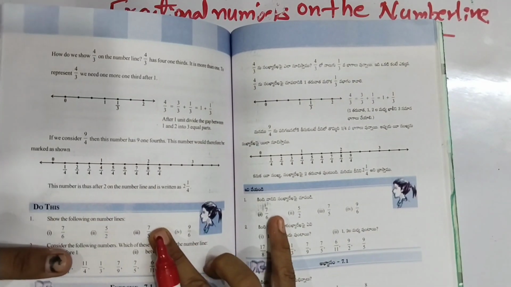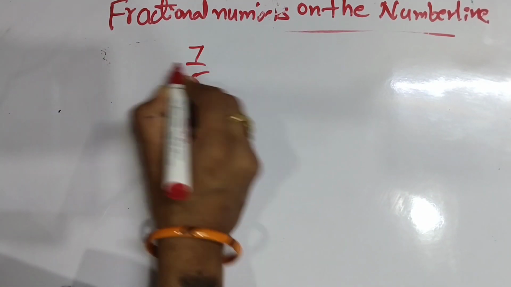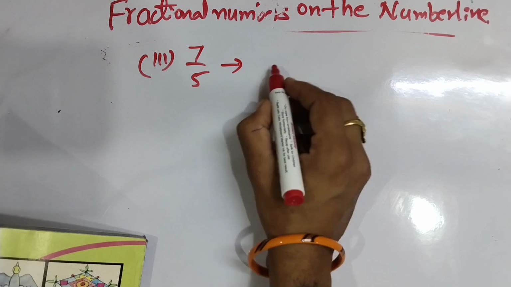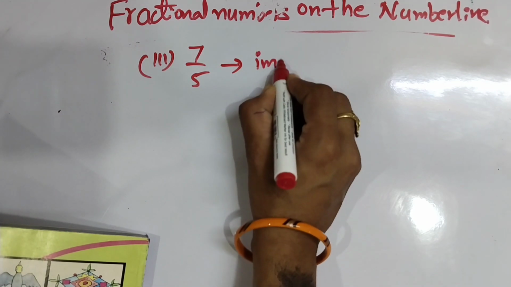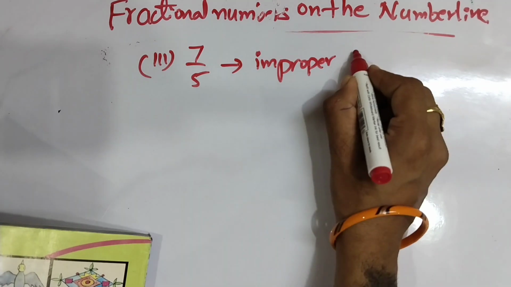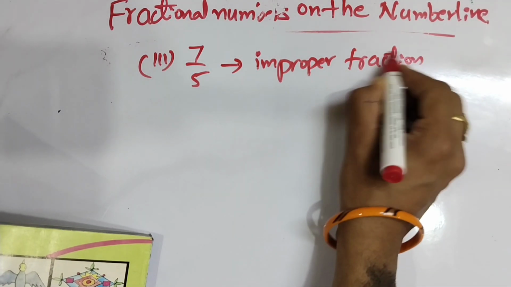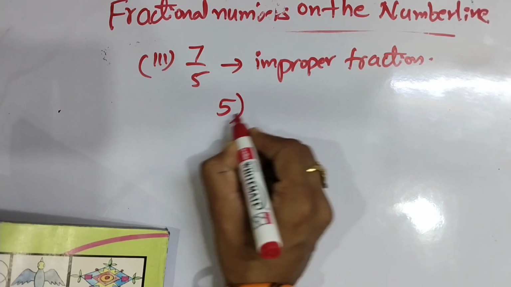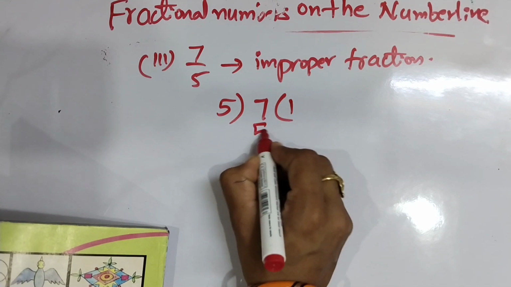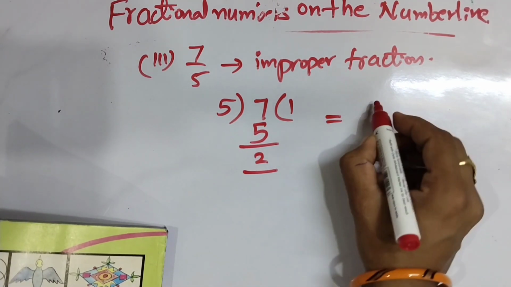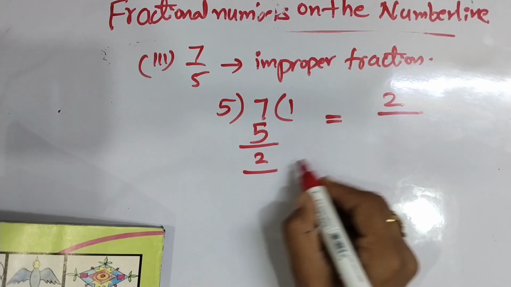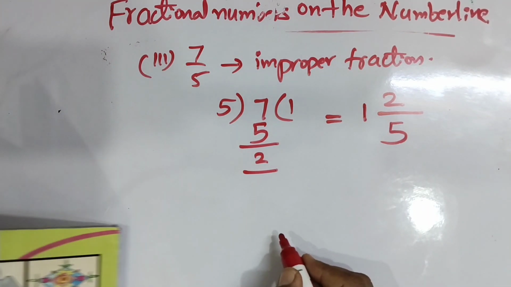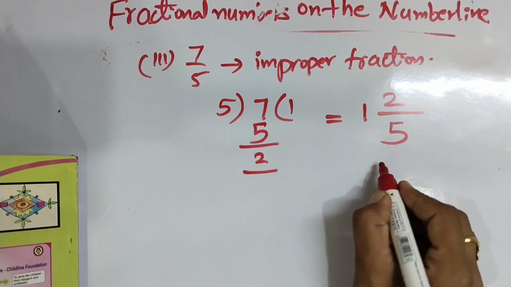Next, 7 by 5, third problem. What is the first step? This is an improper fraction. We have to decide it first. When it is an improper fraction, we have to divide the numerator with the denominator, 5 1 is 5, remainder 2. So if we write it as a mixed fraction, the remainder is the numerator, the divisor is the denominator, and the quotient is the whole part: 1 2 by 5.